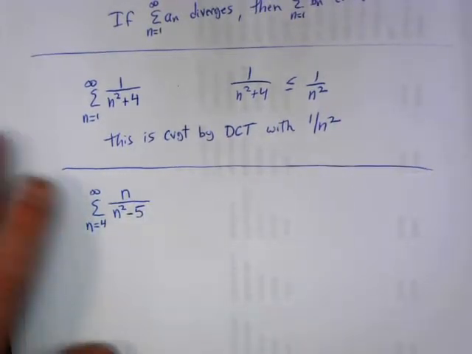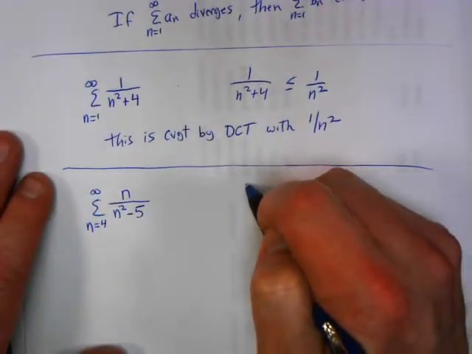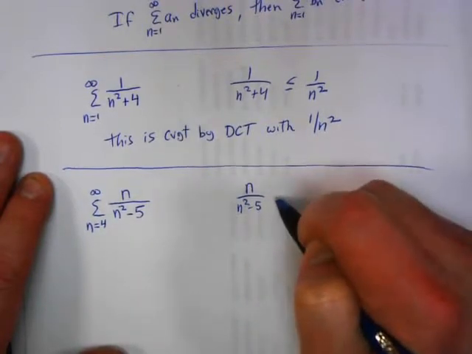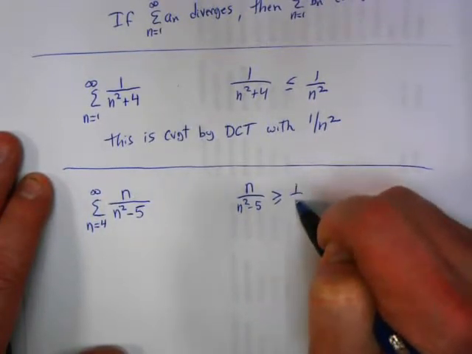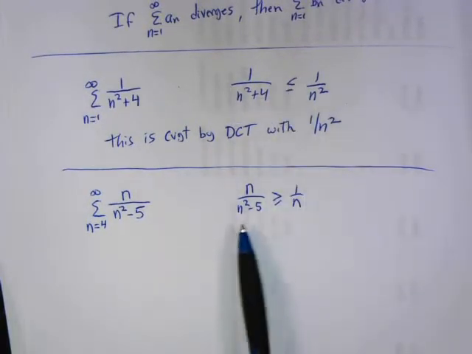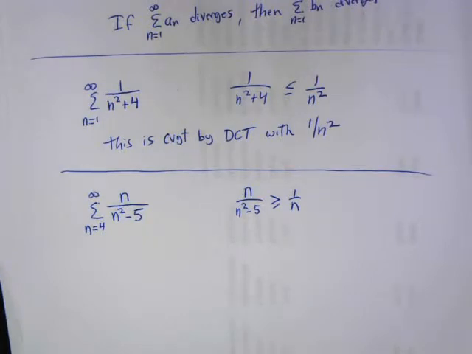So now the question is, is n over n squared minus 5 bigger than or equal to 1 over n? Why do I want it to be bigger than or equal to this time? The first time I went with less than or equal to. This time I want it to be bigger. How come?